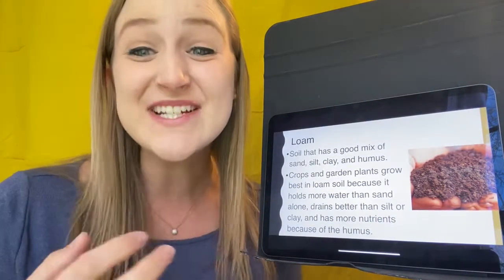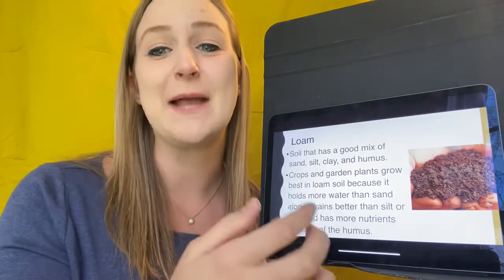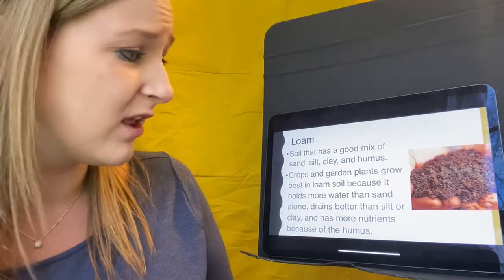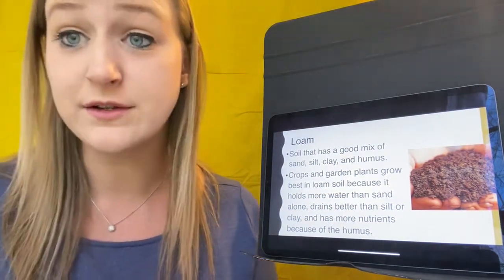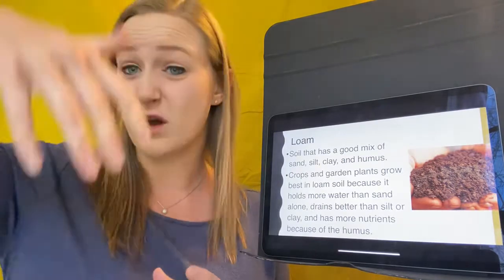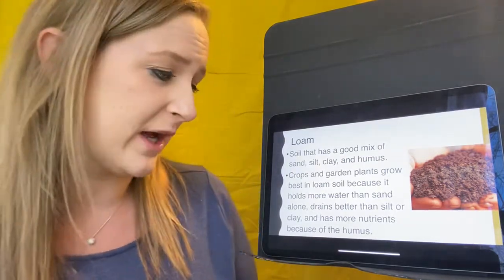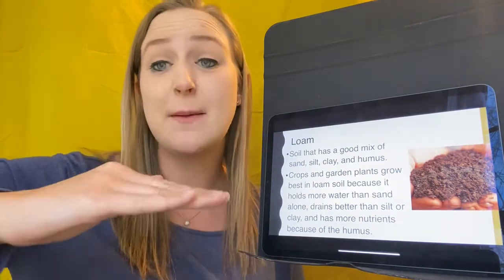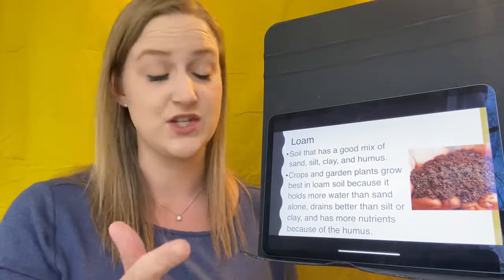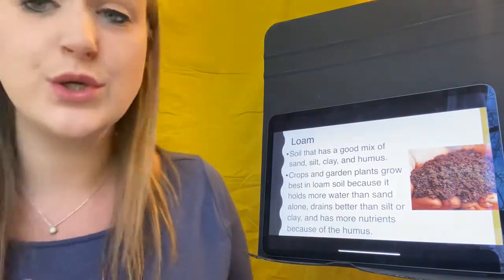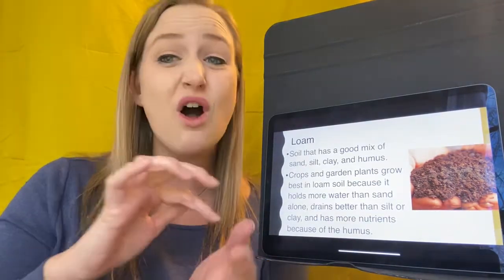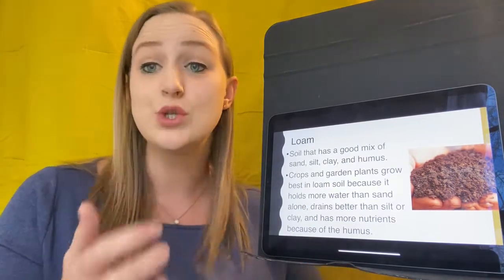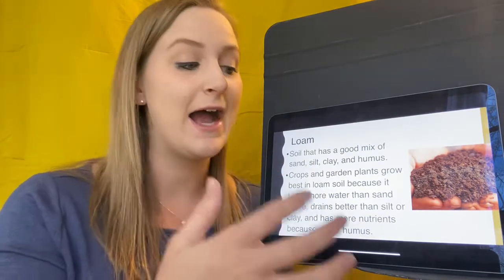loam, but it is a mixture of all of these different types of soil. So crops and garden plants grow best in loam soil because it holds water more than sand alone. Remember, we talked about sand, the water will just kind of go through, so it doesn't really hold well in there. It drains better than silt or clay, so it doesn't sit on top of it like it would with silt or clay. We're going to talk about clay in just a second. And it has more nutrients because of the humus. So it's all of these different things all together, and the humus that we talked about has the nutrients in it, and those nutrients help the plants to grow.